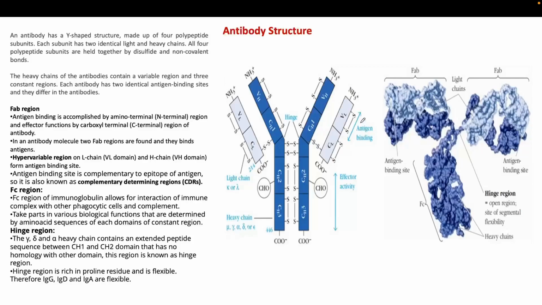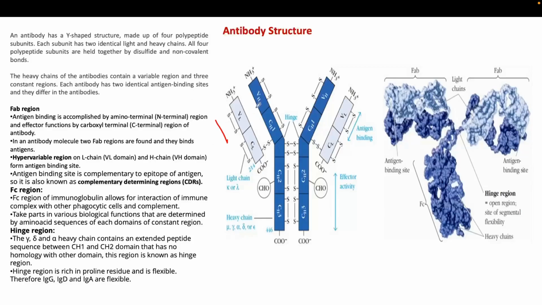Okay, this is the antigen binding site, this side and this side. These two are the Fab regions because only antigen binding happens here. The second thing is that in the Fab region there is the hypervariable region on the light chain and heavy chain, which forms the antigen binding site.